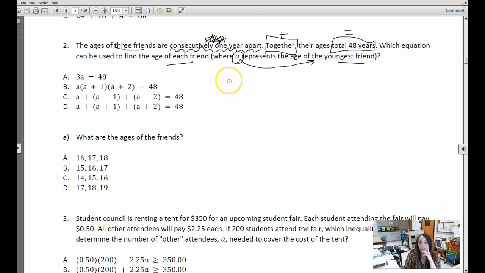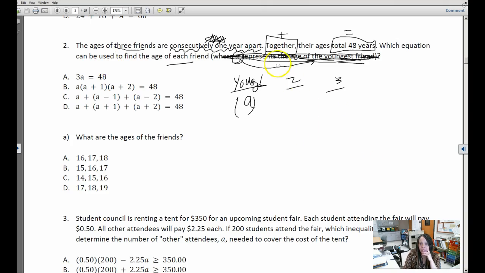So, first let's write down A. That is the youngest. So I'm going to call that 1. Then we have friend number 2, and then we have friend number 3. Okay? So friend 1 is A. We know that because they said A is the age of the youngest friend. So I'm going to cross that out. I got that done. Whew, now what?